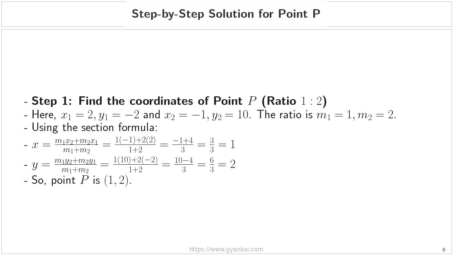Now that we have our scenario from the previous slide, where we are looking for the water stations on our relay track, let's roll up our sleeves and get into the actual calculation. Now that we have found the first point, let's move on to the next slide to find point Q.